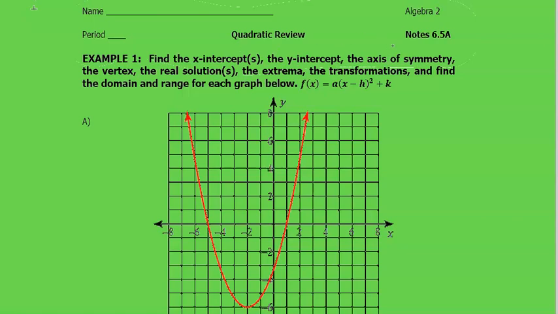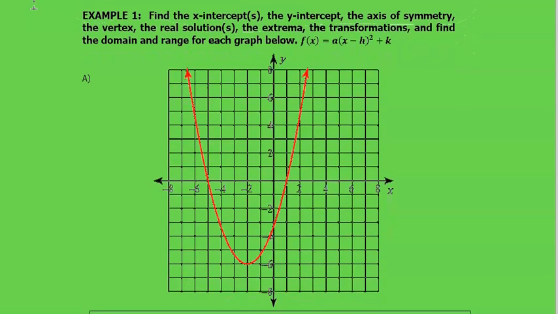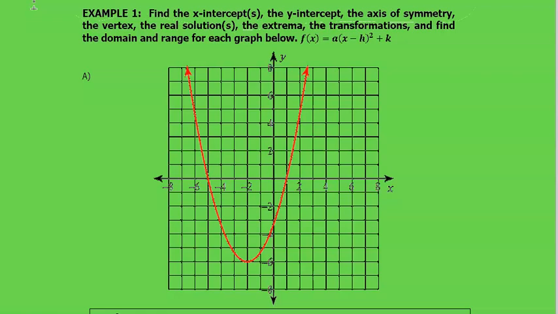Note 6.5a, Quadratic Review. Example 1. Find the x-intercepts, the y-intercept, the axis of symmetry, the vertex, the real solutions, the extrema, the transformations, and find the domain and range for each graph below. There's just one graph for these notes.